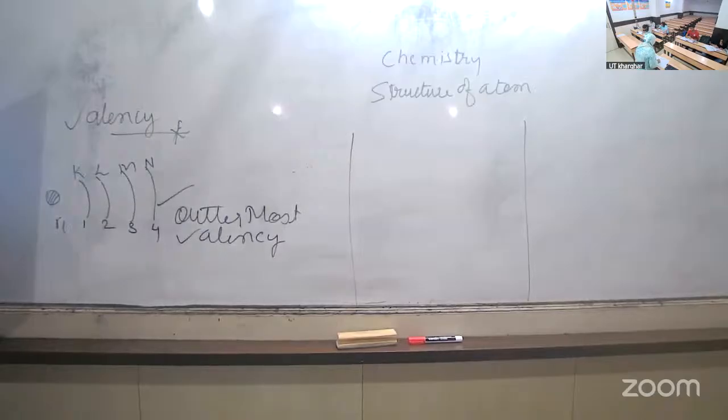Then oxygen. Last shell, valence shell, 6 electrons. How many more required? 2. Right? Then fluorine, how many present? How many electrons are present? 7. How many more required? Only 1. Right now, only 1 is required.